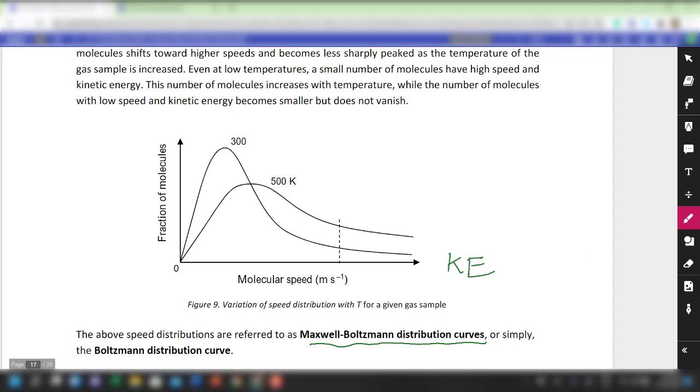It shows you the statistical distribution of kinetic energy of the gaseous molecules at a fixed temperature. As I increase the temperature from, let's say, 300 to 500 Kelvin, you notice that the Maxwell-Boltzmann distribution curve actually broadens. That means that a greater proportion of gaseous molecules or particles will be able to access a greater kinetic energy.